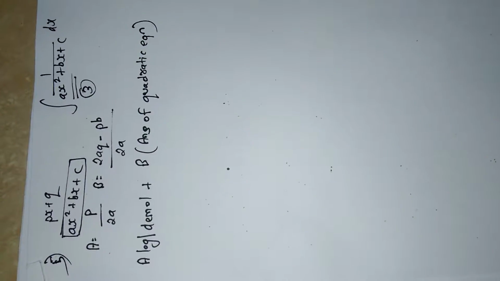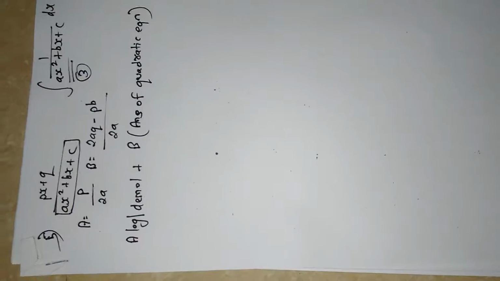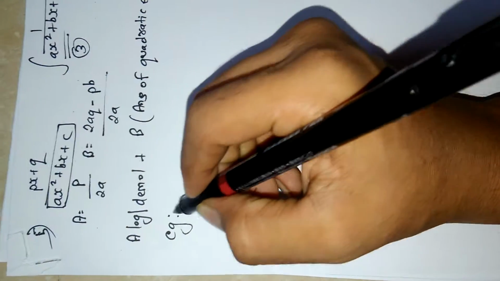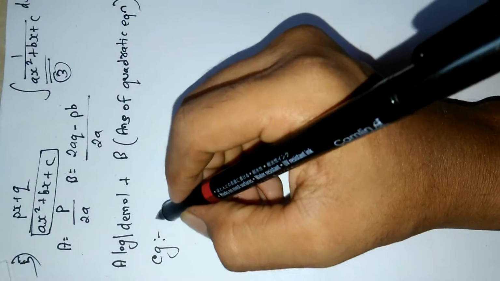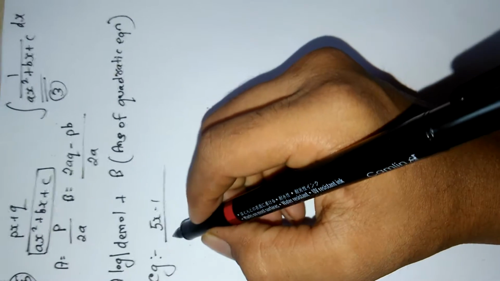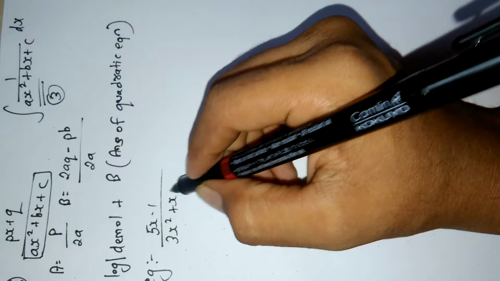So I am solving an example for that. Just wait for a second. The example would be 5x minus 1 upon 3x square plus x plus 2.